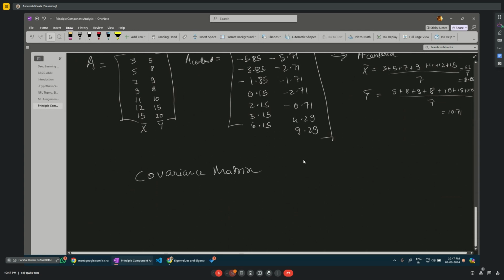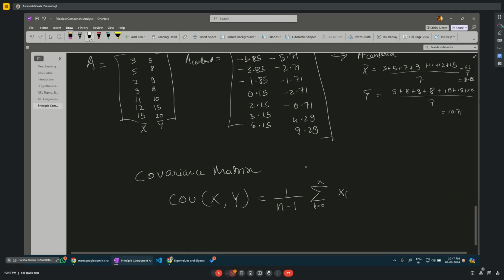There is a formula for that, which is covariance of x comma y equals 1 by n minus 1 sigma xi. This i goes from 0 to n or 1 to n, I don't know, whatever. You can fix it if you know about it. X minus x bar multiplied by y minus y bar. So this is the formula.